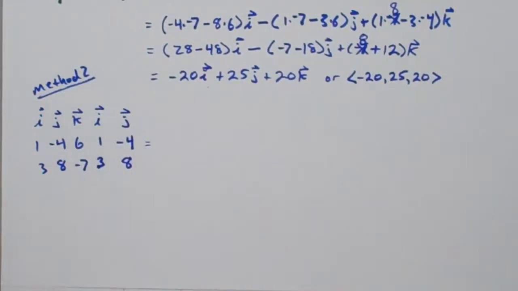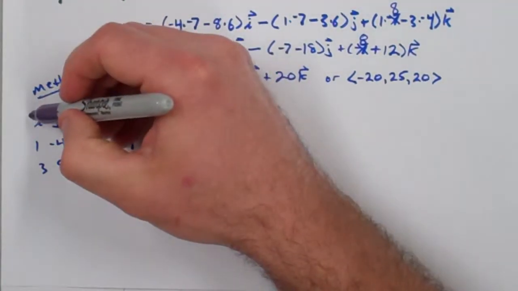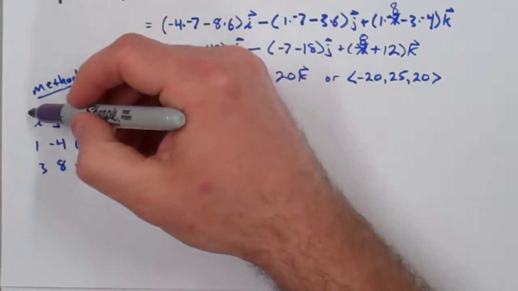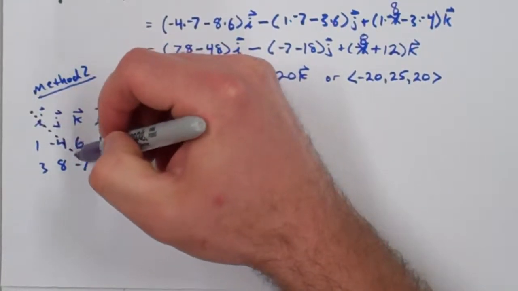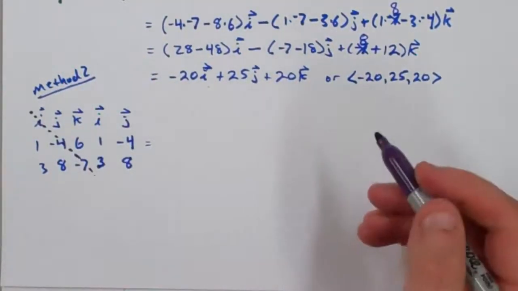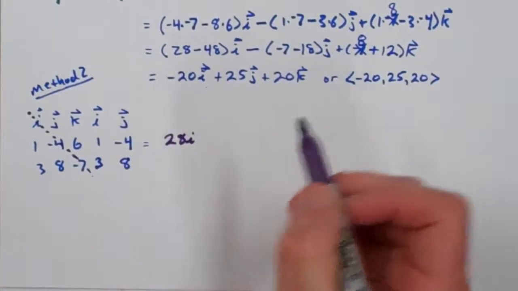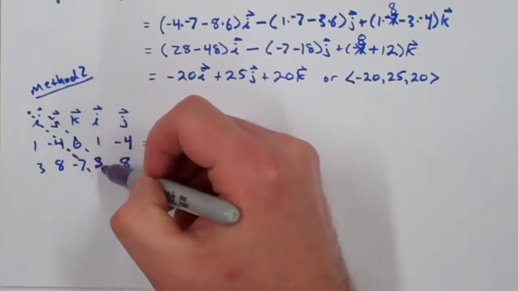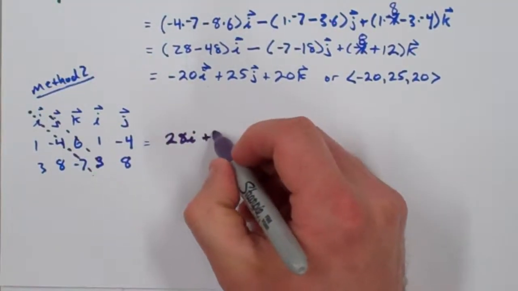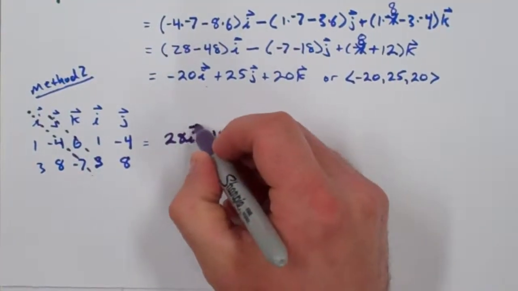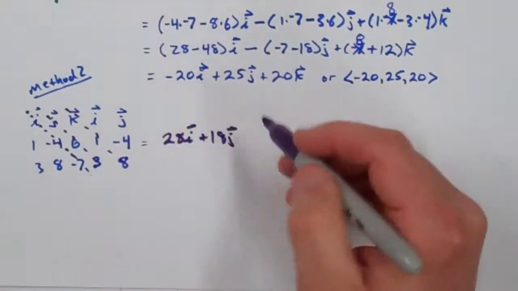And so to find the determinant of this, what you will do is look in a diagonal fashion. So for I, you're going to go right here and you're just going to multiply all those together. So this is going to be 28I, and then for J it's going to be J times 6 times 3, which is 18J, and then K is going to be 8K.